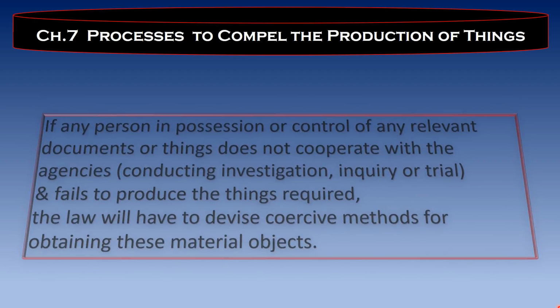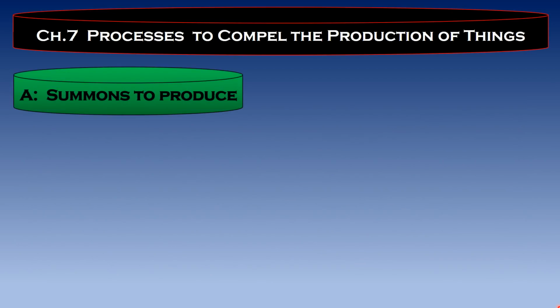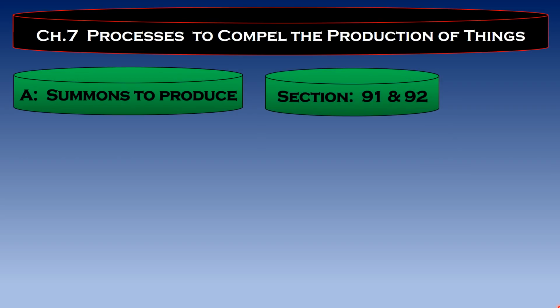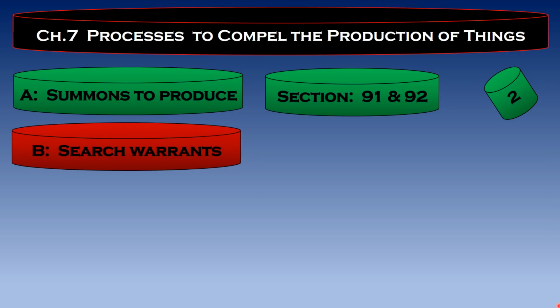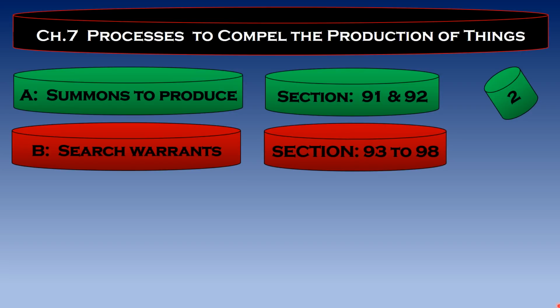The code therefore provides, first, a summons to produce any document or thing, which is given as per the provisions of section 91 and 92. Only two sections are there. And if this method fails or is apprehended to fail, the court can issue orders to the police for search and seizure of such documents. That is given under the provisions of section 93 to 98. Six sections are there in total.